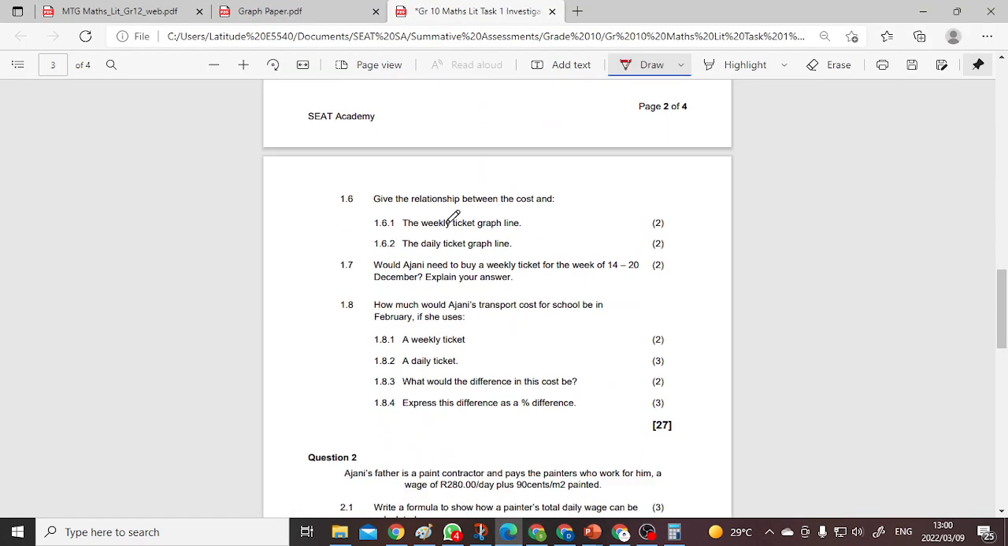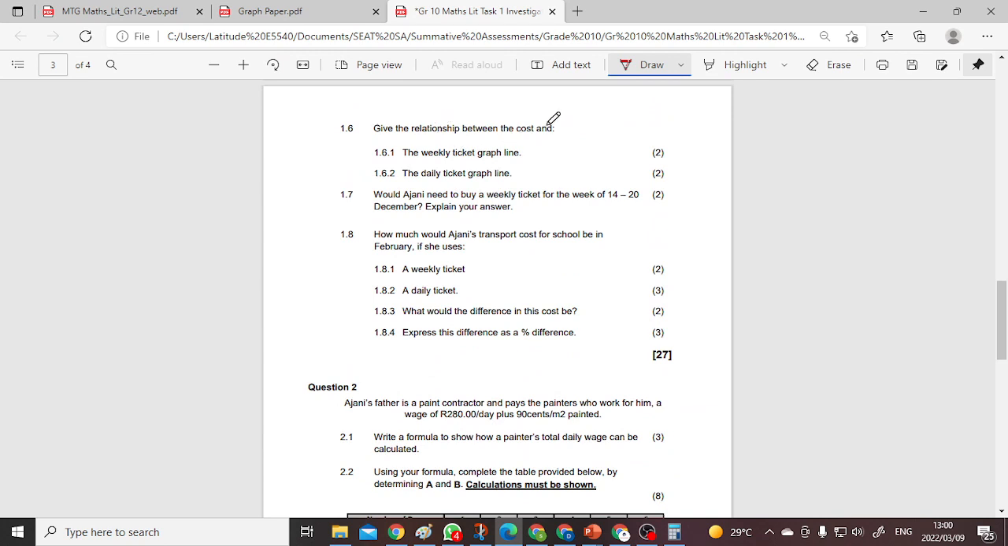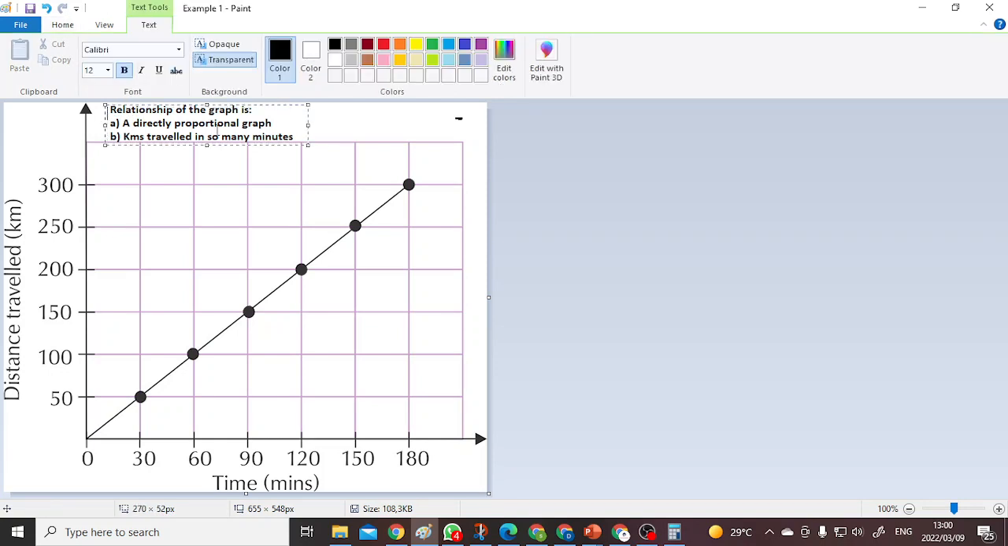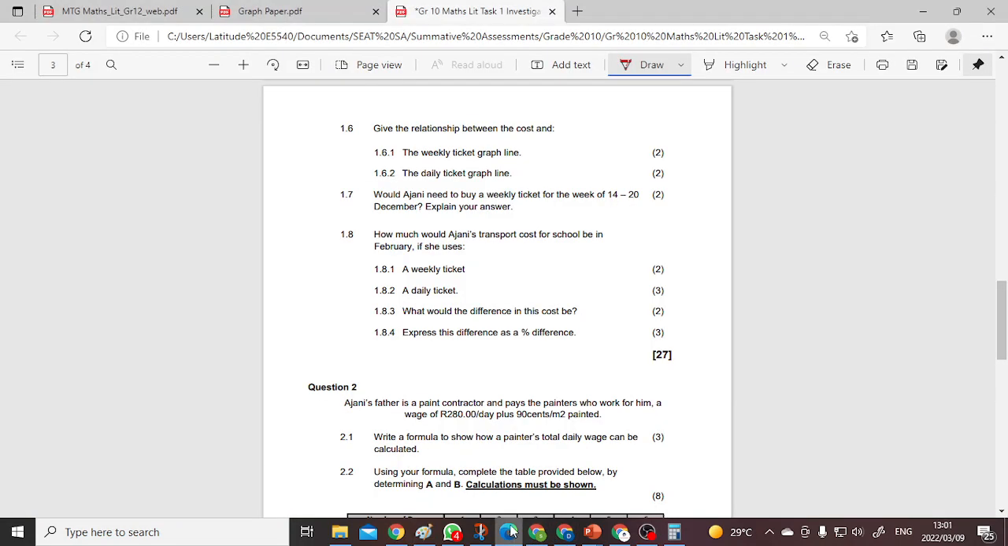This last question here, they say, give the relationship between the cost and the weekly graph and the cost and the daily graph. So they're basically looking for things like which one is inversely proportional, which one is directly proportional, which one is a constant fixed relationship graph. Those are the answers I'm looking for. If you go back here, it's this stuff that I'm showing you here. Okay? So please know that is how you do that question.